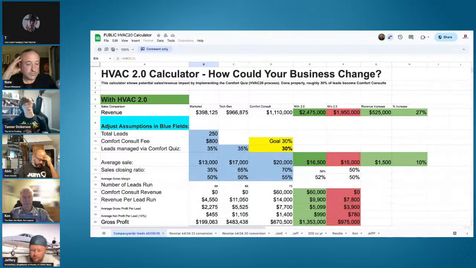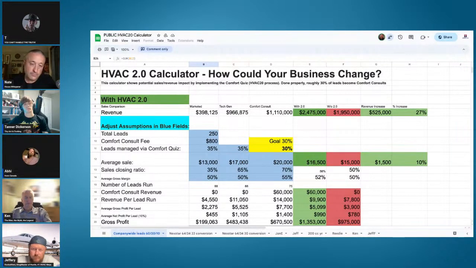Now it's running a warmer coil. What happens inside the space? Now your relative humidity goes up. People are less comfortable. They're bitching at you. You're out there doing free warranty work.